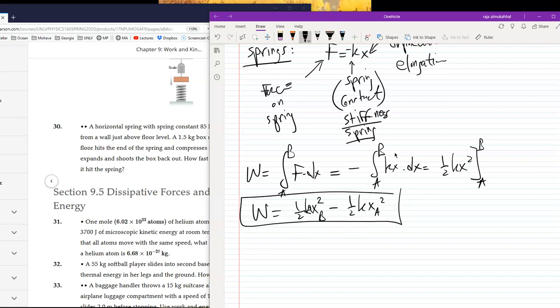Okay, that's an expression for the work. Of course, remember, this is a potential energy. So this is the potential energy of the spring.